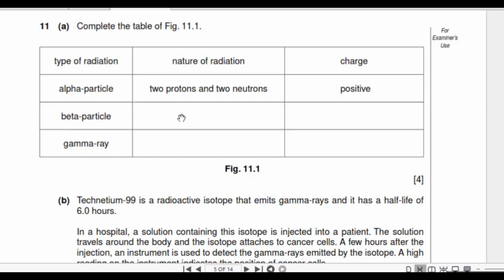All right, let's start this one. Complete the table, figure 11.1. Did you notice that all these questions are actually question 11, question 11, question 11? It means the last question was from the nuclear part.